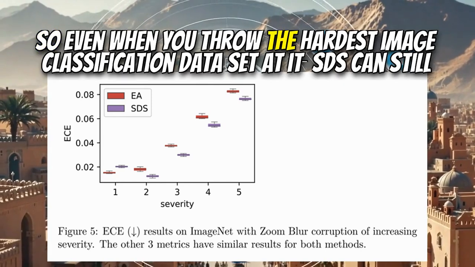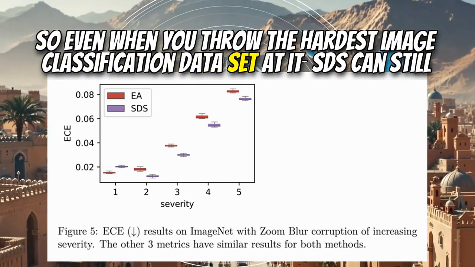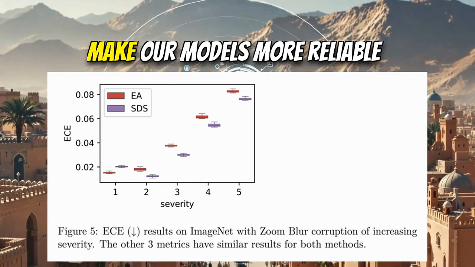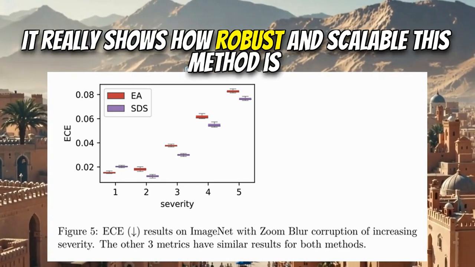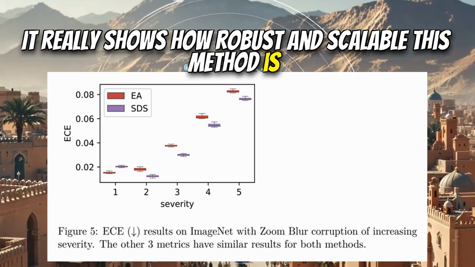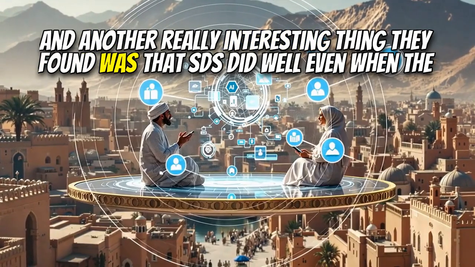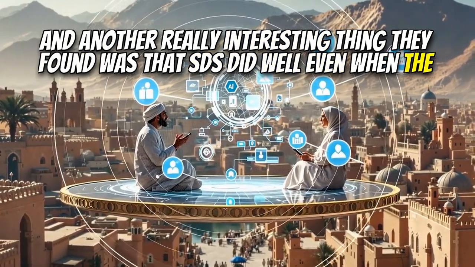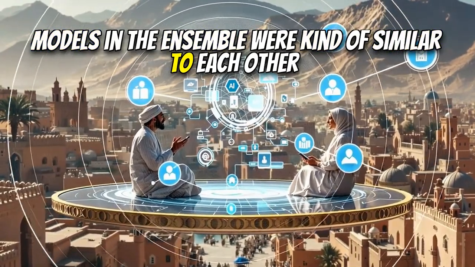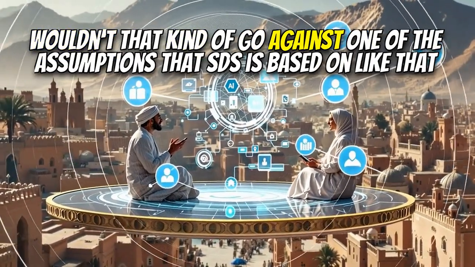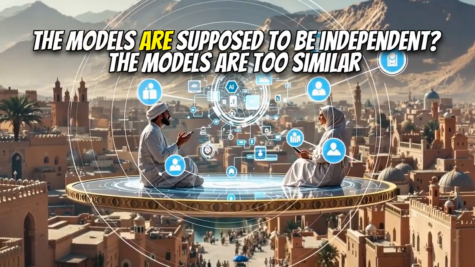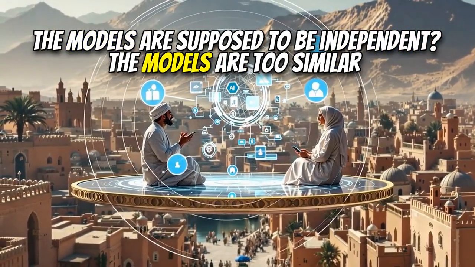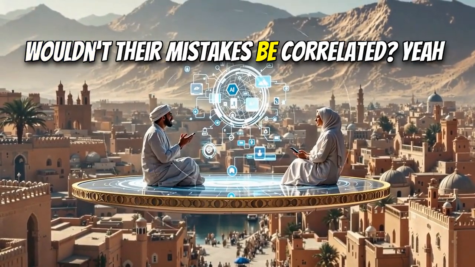So even when you throw the hardest image classification data set at it, SDS can still make our models more reliable? That's amazing. It really shows how robust and scalable this method is. And another really interesting thing they found was that SDS did well even when the models in the ensemble were kind of similar to each other. Wouldn't that kind of go against one of the assumptions that SDS is based on, like that the models are supposed to be independent? If the models are too similar, wouldn't their mistakes be correlated?